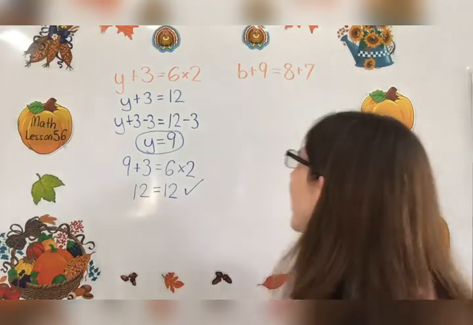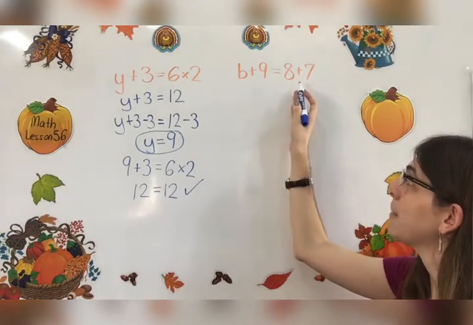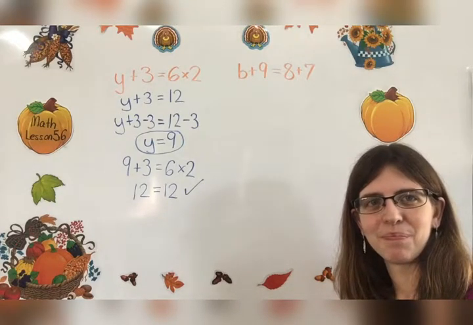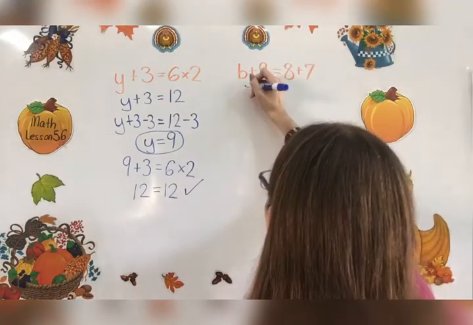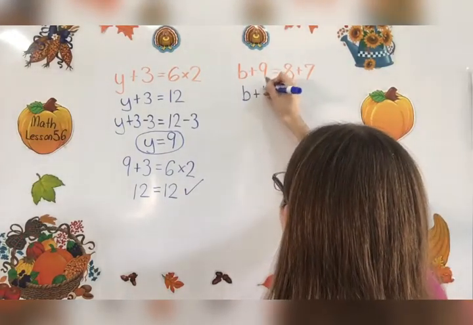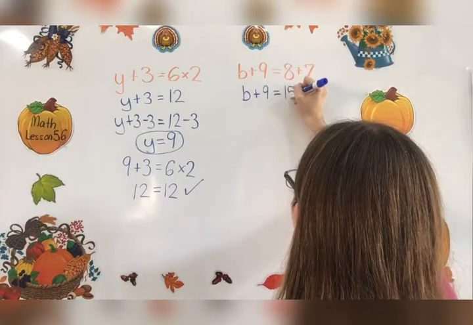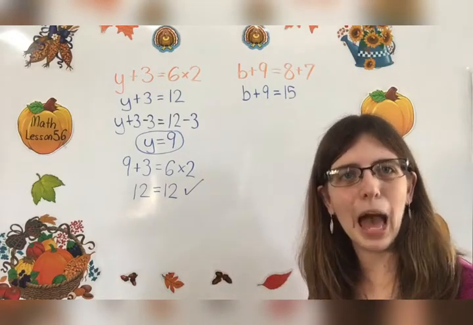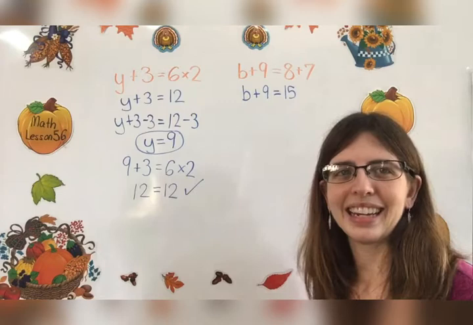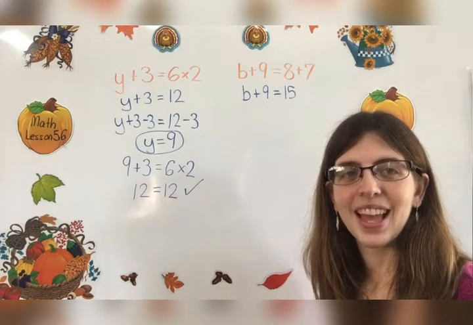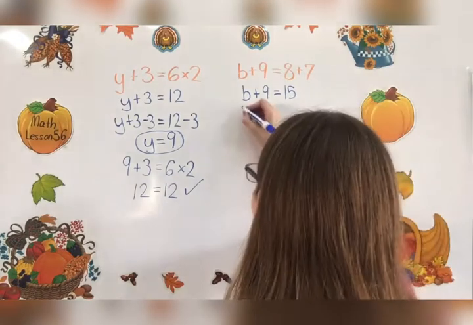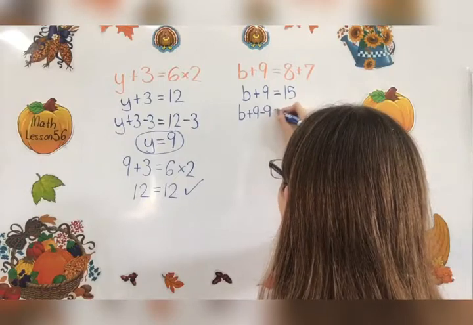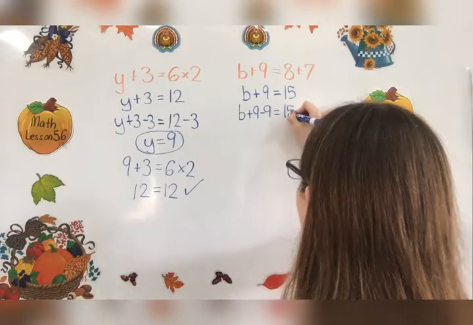Okay, one more. B plus 9 equals 8 plus 7. We can start by simplifying. What is 8 plus 7? 15. Nicely done. So I have B plus 9 equals 15. Now I have to get B by itself by doing the opposite. What's the opposite of adding 9? Subtracting 9. Very good. So I have B plus 9 minus 9 equals 15.